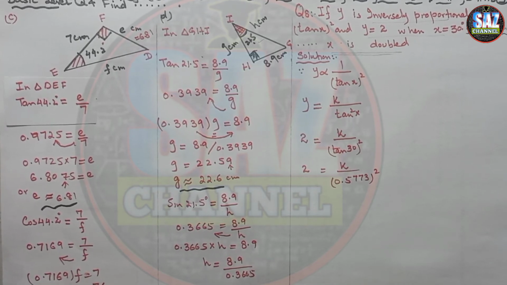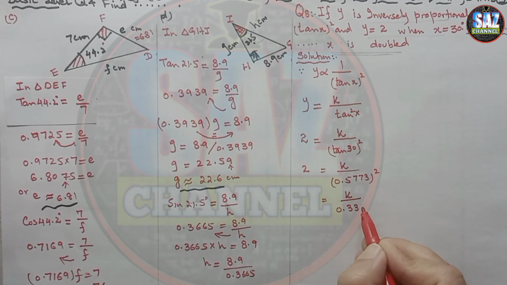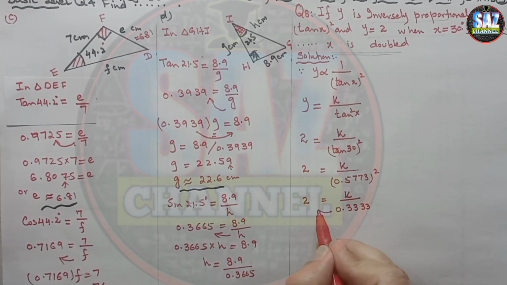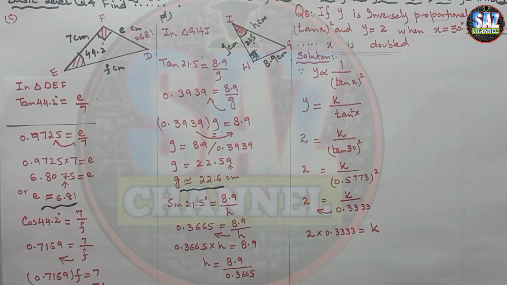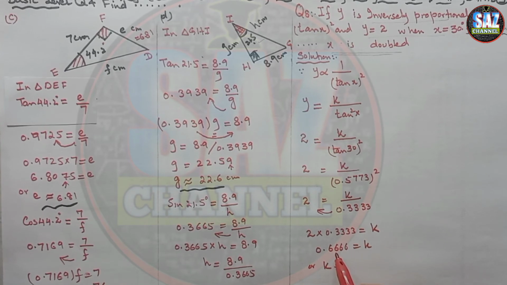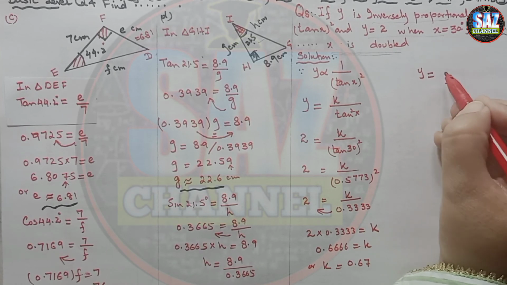0.5773, and then I have to take the square of this value, 0.5773, and this gives me k upon 0.3333, since after 0.333 the next digit is 7, so I will be taking it as 3. Go for cross multiplication, and 2 multiplied by 0.3333 equals k, which is the constant of variation. This gives me 0.666 equals k, or k has the value, giving the answer nearest to two significant figures, 0.67.